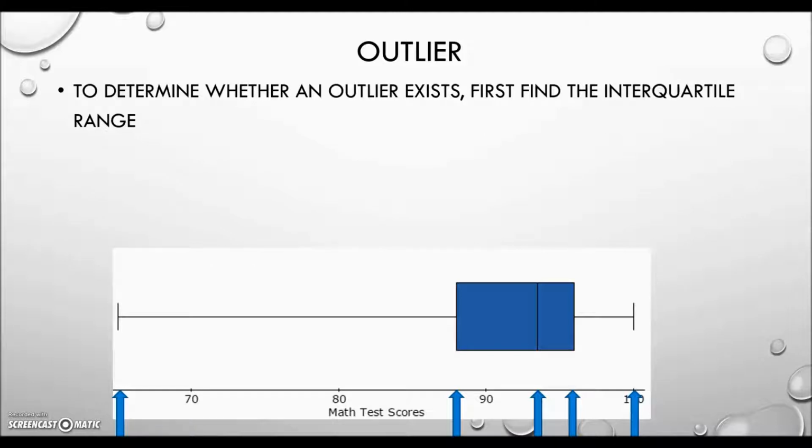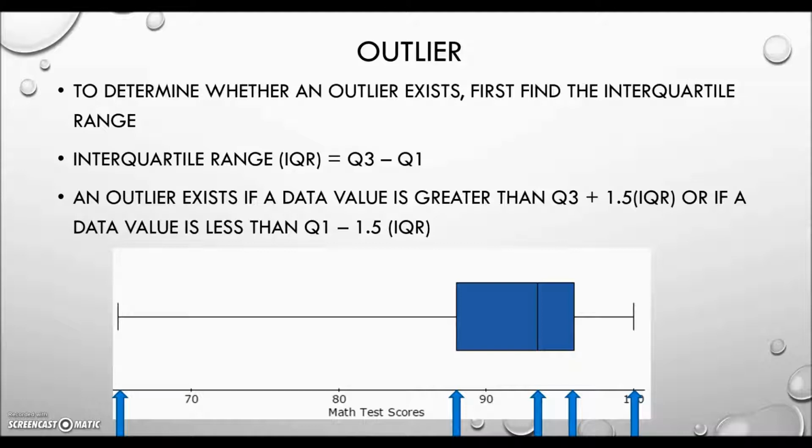To determine whether an outlier exists, first find the interquartile range. The interquartile range, IQR, is found by taking the third quartile value minus the first quartile value. An outlier exists if a data value is greater than the third quartile plus 1.5 times that interquartile range, or if a data value is less than the first quartile value minus 1.5 times the interquartile range.